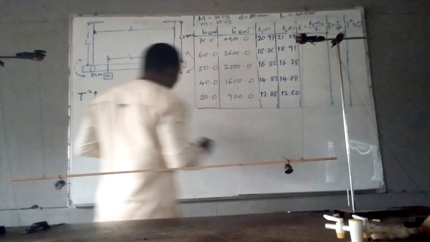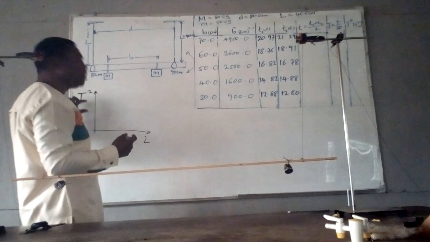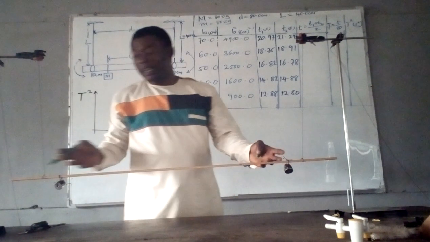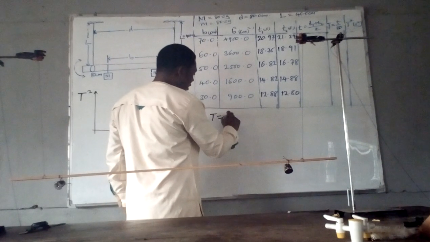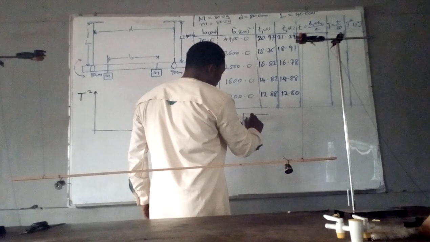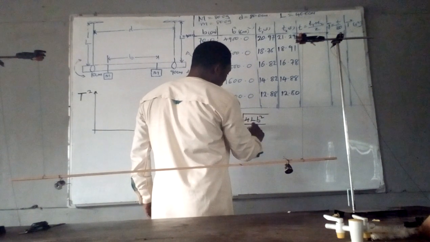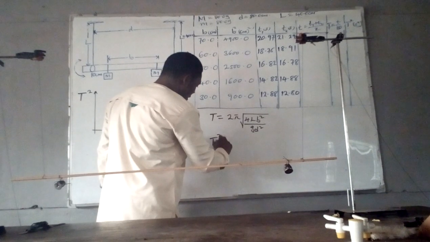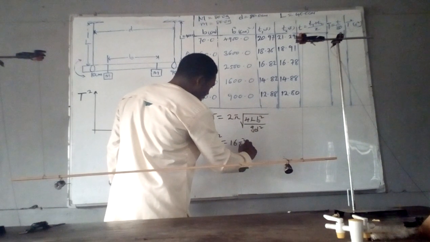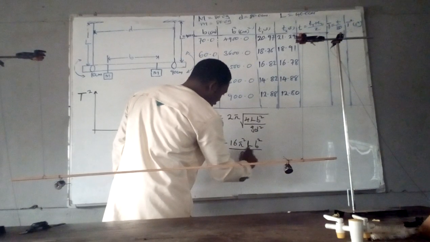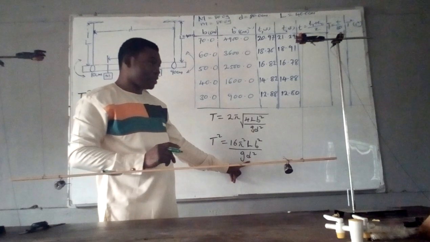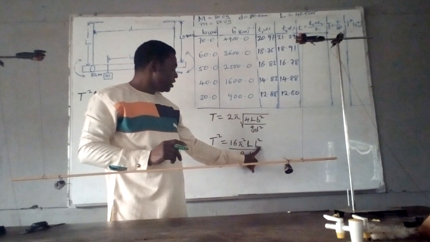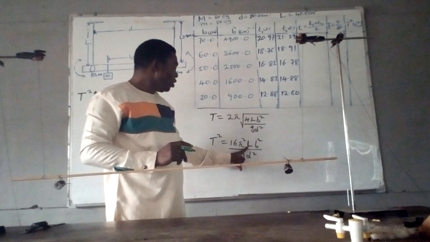Take a look at the background theory or equation that will give rise to this particular graph. The period of oscillation for a loaded bifilar suspension like this, T, is given as 2 pi root of 4 L B squared over G D squared. If you square both sides, you have T squared equals 16 pi squared L B squared over G D squared. If D, the distance between the threads, is kept constant, and B, the distance between the masses, is kept constant, then the only variable here is L.